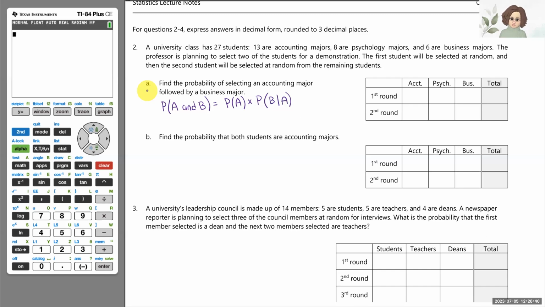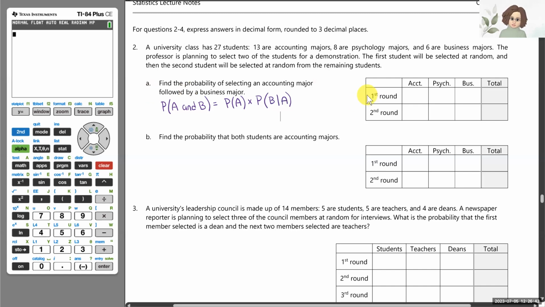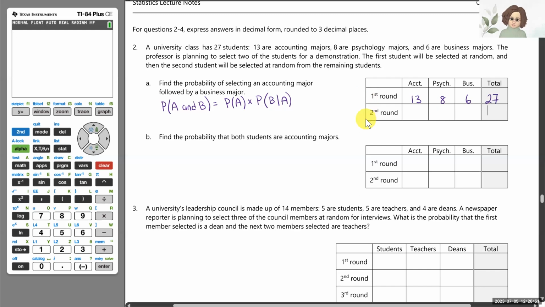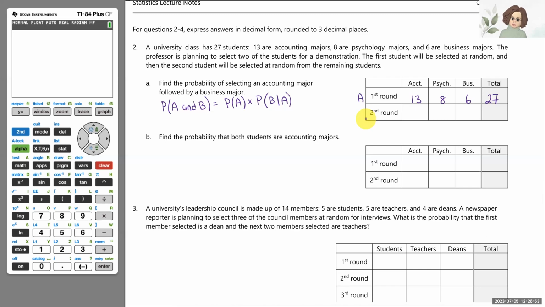So I'm going to go ahead and use my table here to organize the information. So when we first start, 13 accounting, 8 psychology, 6 business for 27 total students. And we're going to start with wanting an accounting major first. So 13 out of the 27 will be our probability of getting an accounting major.